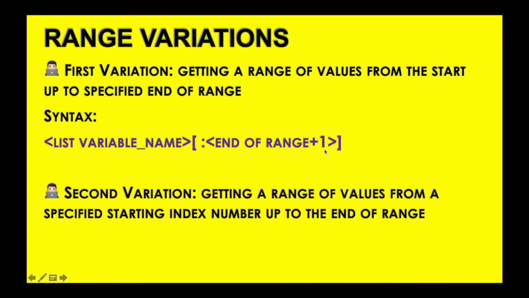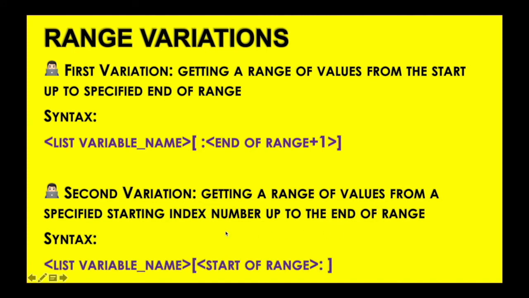For the second variation of the range function, we are trying to get a range of values from a specified starting index up to the end of range. So meaning to say, if we see the syntax, we have the list variable name, then start of range, colon. The space now is on the last part, not on the first part, unlike on the first variation. Meaning to say, we are trying to call a set of values from our list using the range function from the stated start of range up to the very last item. That is the second variation.